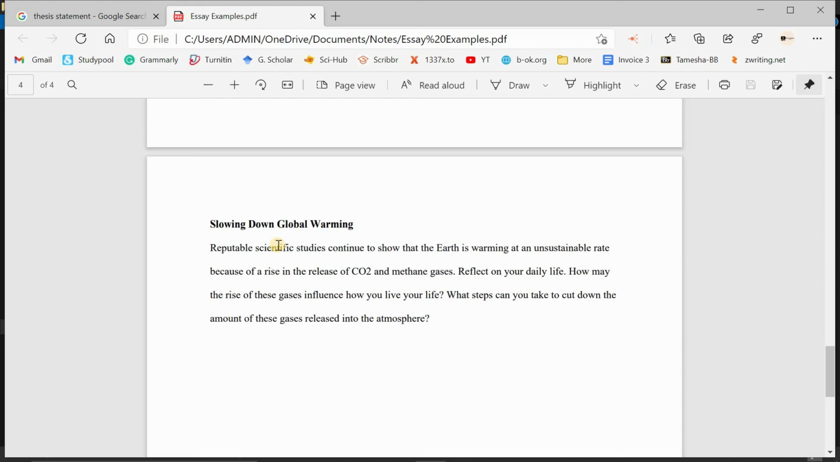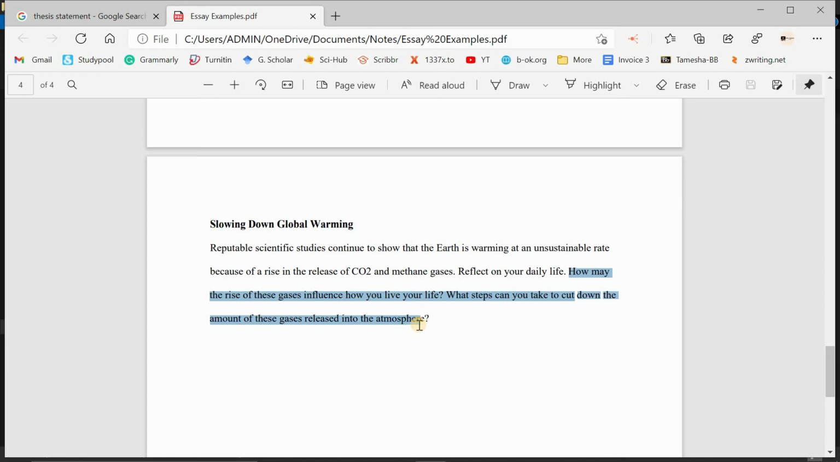Start with the attention grabber. It could be a statistic. Maybe you want to tell your readers that, according to so-and-so, the Earth is warming at 2 degrees every day. It could be your statistic, but it has to be a real thing. So then you explain what it means, background, and then your thesis. In this case, your thesis will capture all these areas.